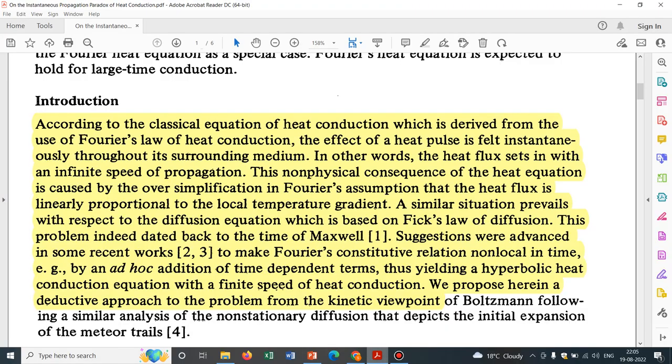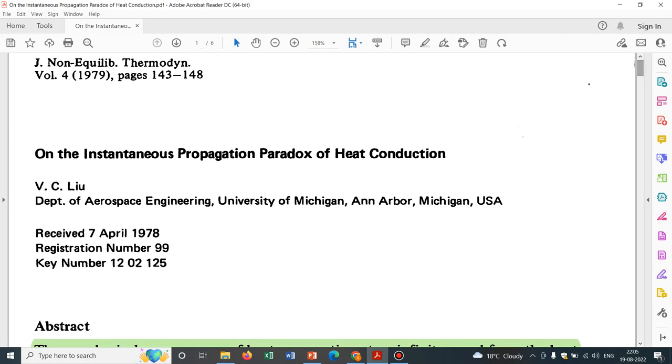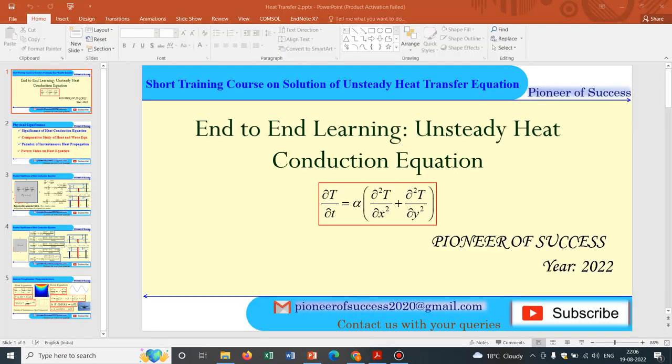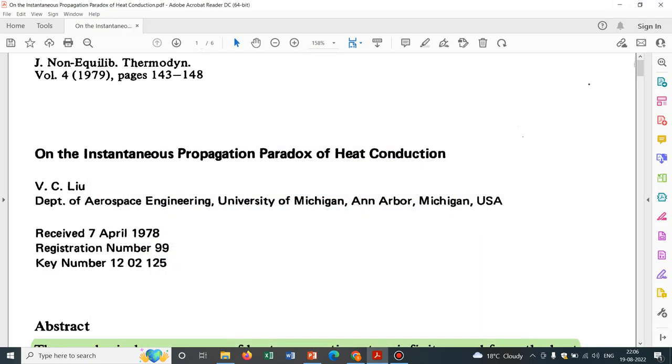So without delay, let us proceed with an article on this particular fact. The name of the article is the instantaneous propagation paradox of heat conduction. So far we already know there is a paradox, and the paradox is about instantaneous heat propagation. That means an infinite speed at which heat is propagating, if we consider the equation which we have shown. So that was the equation. If this is the equation, then heat has to travel at an infinite speed, which is unphysical, and that is what the paradox is.